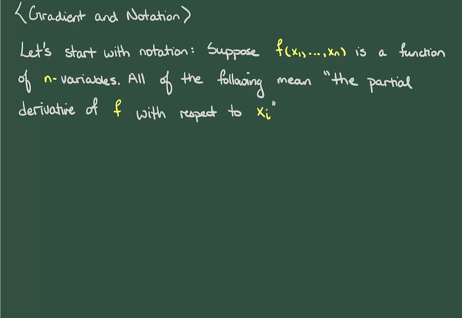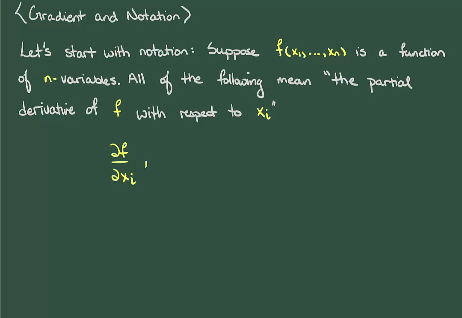The del f del x notation can be a bit clunky, so let's introduce some alternatives. To set up, let's suppose that f is a function of n variables, and let's call those variables x1, x2, all the way through xn. Then each of the following represents well-known notation for the partial derivative of f with respect to x sub i.